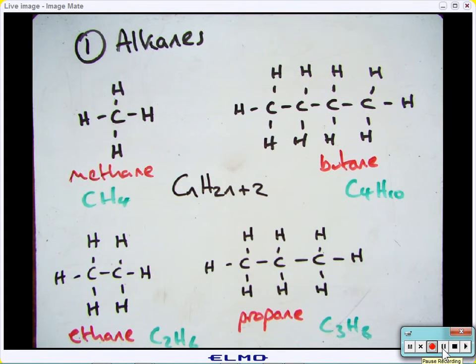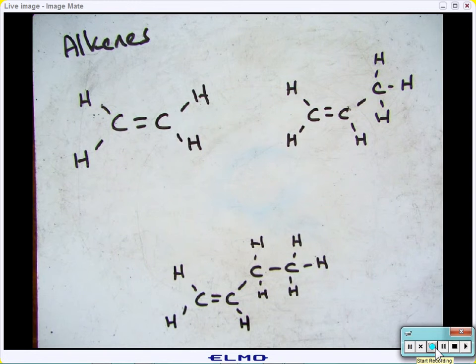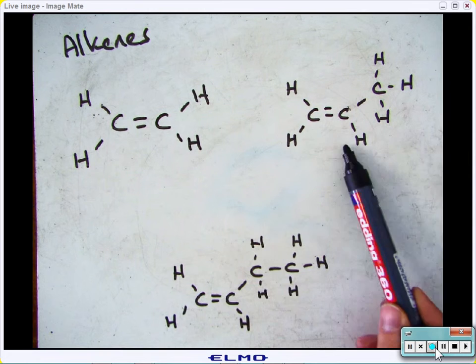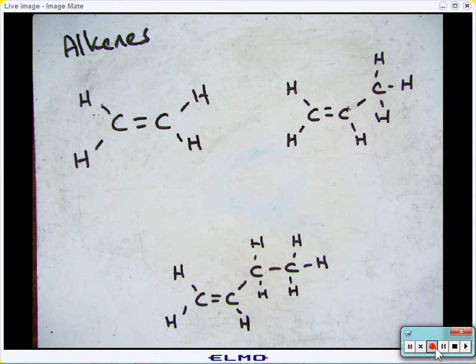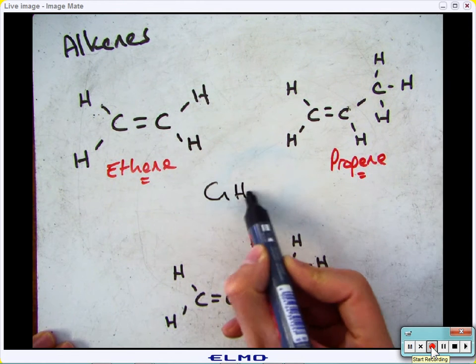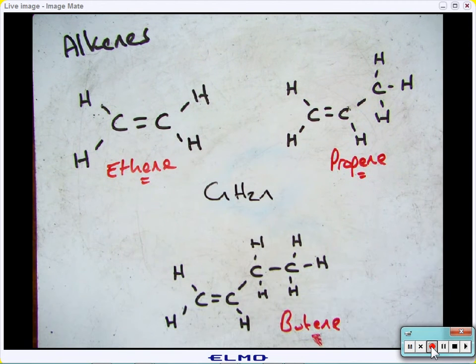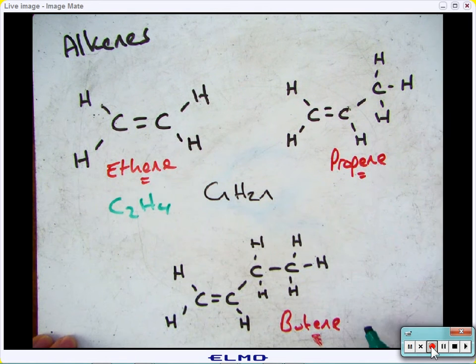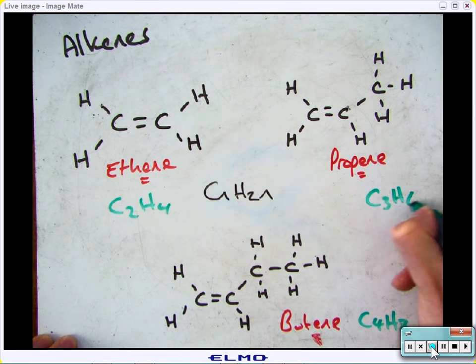The next one that you need to know are alkenes. Now you only need to know 3 of these, which is ethene, propene and butene. The reason for that is you can't have methene because there's no C-C double bond. Now the general formula for this is CnH2n. So nice and simply, you take the number of carbons, you double it, you've got the number of hydrogens. So that leaves you with C2H4, C4H8 and C3H6.